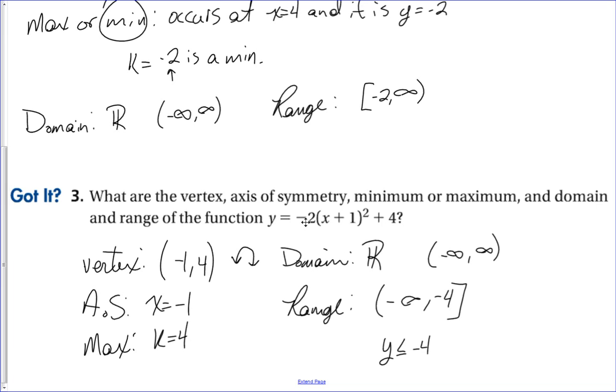And our domain, again, there are no restrictions, so it's all real numbers, or in interval notation, -infinity to infinity. And our range, remember, is our y values. Oops, this isn't supposed to be negative. I wrote that wrong. Our range is all the possible y values you can get out. We know 4 is the largest, so it's everything less than 4. So interval notation is (-infinity, 4] with a bracket. Or you can just say y is less than or equal to 4, because 4 is the largest this can get.